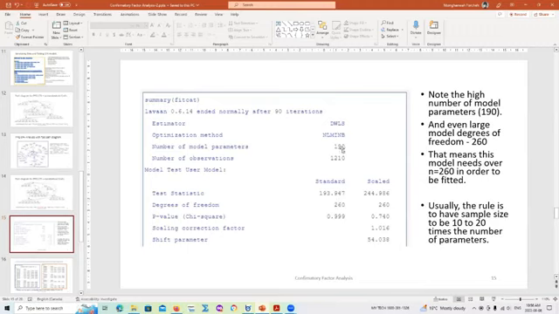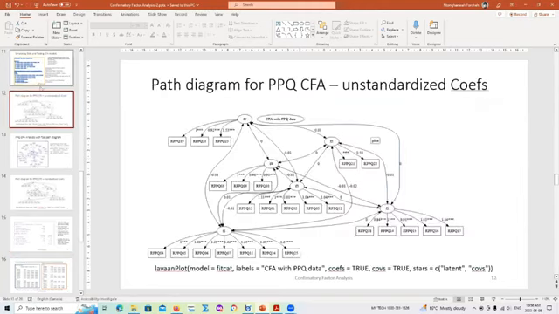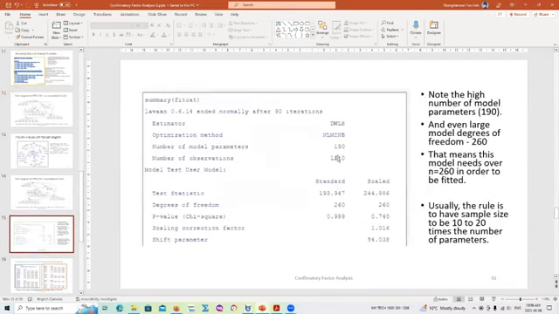But the key thing is here. With a sample size around 190, you may get problems fitting the model. So the model may say, I cannot fit, I have negative variances and so on. If you want to fit this model, you want to feed this data a sample size beyond 190. Okay, so that's the key thing to remember.